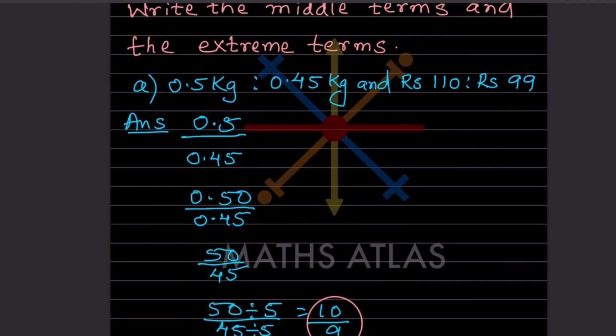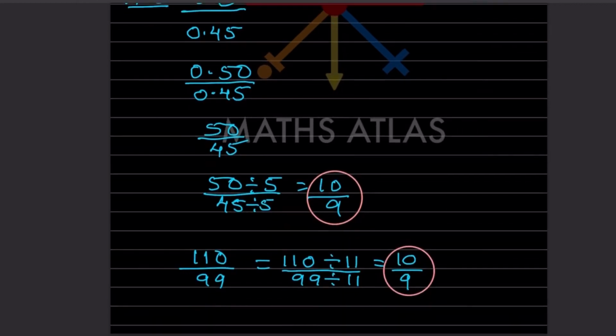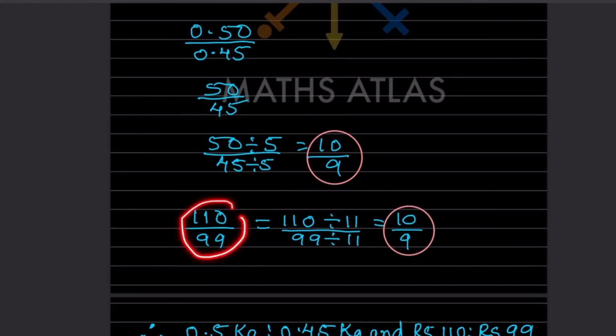Okay, now let us see this one. Again, the units are the same, so we can cut down the units and just think about the number. So 110 divided by 99. We can simplify this by dividing by 11. When we divide by 11, this will also be divided by 11. 10 elevens are 110, and this will be 9 over here.